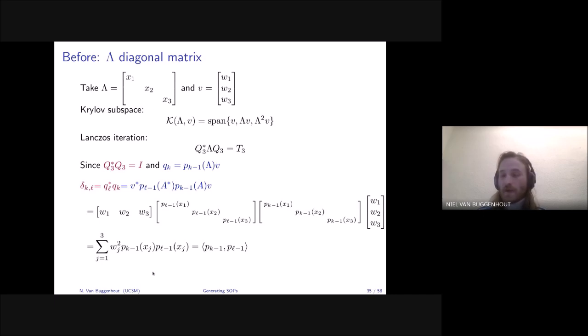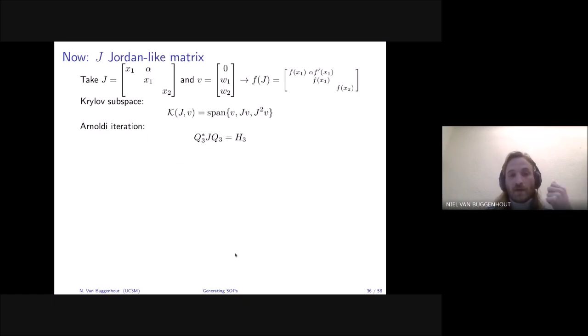Okay, just a reminder. Before we had a diagonal matrix, and if we take our Krylov subspace with lambda, we could perform the Lanczos iteration and generate a matrix Q, which is orthonormal, and the columns of this matrix Q are in fact polynomials in lambda. And then we know that there was this connection between the Euclidean inner product and the inner product on the polynomials.